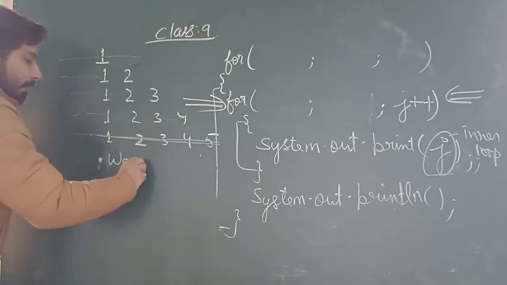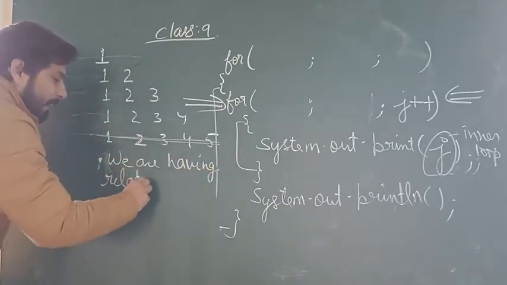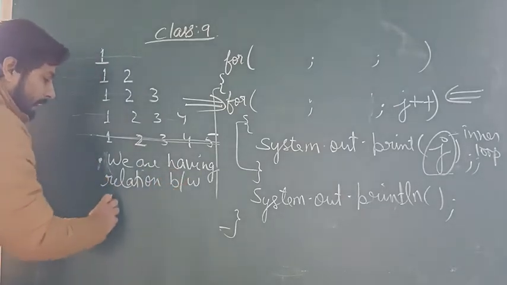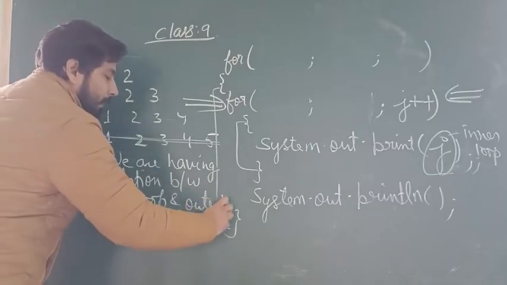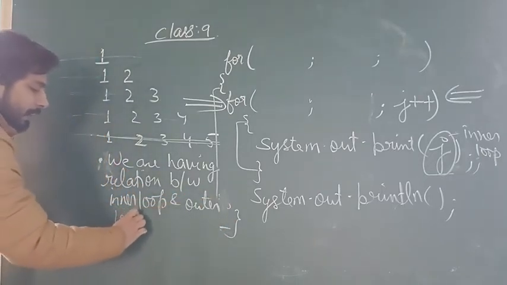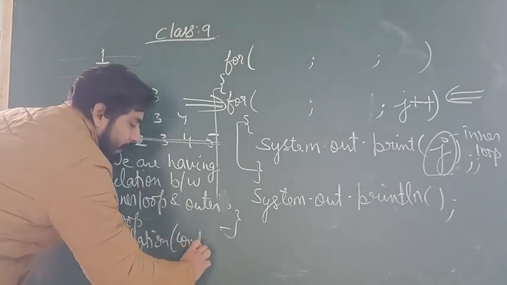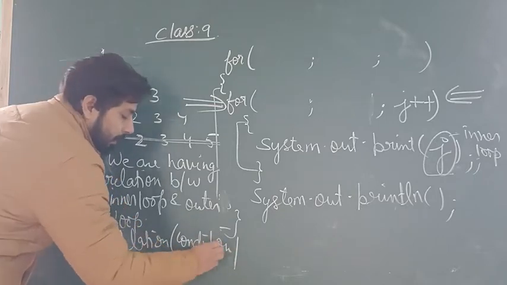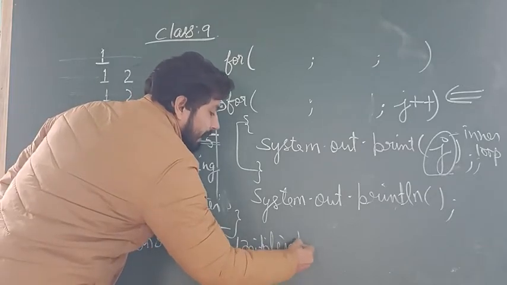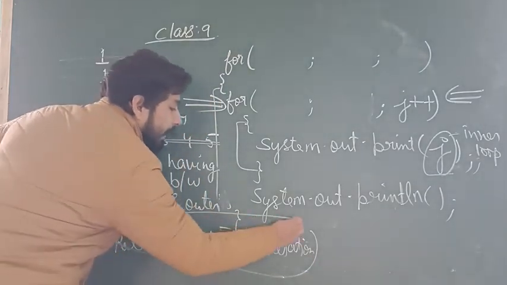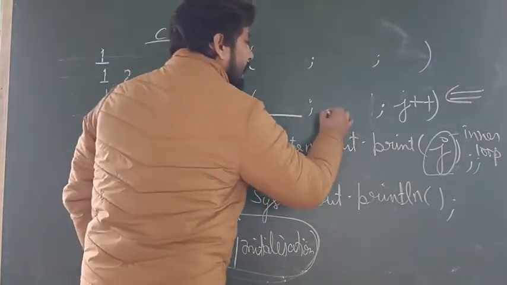We have a relation between the inner loop and the outer loop. That means both loop variables should have a relation, and that relation will happen in the condition or in the initialization. So the relation will only be established between the condition and the initialization. That means either the relation will be here or here.